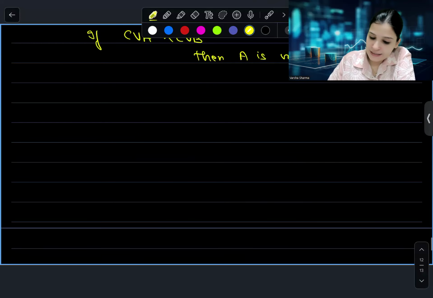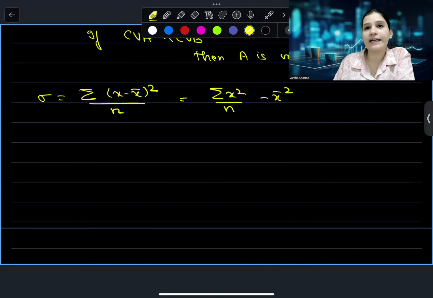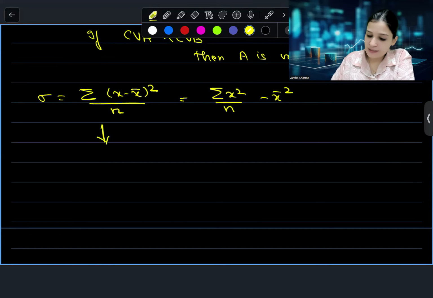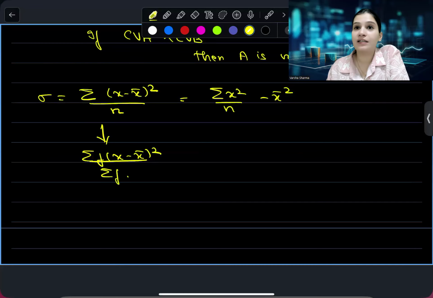So basically standard deviation is the square root of summation x minus x bar, deviation square, by n. It is the same as summation x square by n minus x bar square. We don't use the second formula, only from an MCQ point of view. And if it is frequency, summation f into x minus x bar square by summation f. But here the deviation will only be calculated from the mean. Sigma is the symbol.